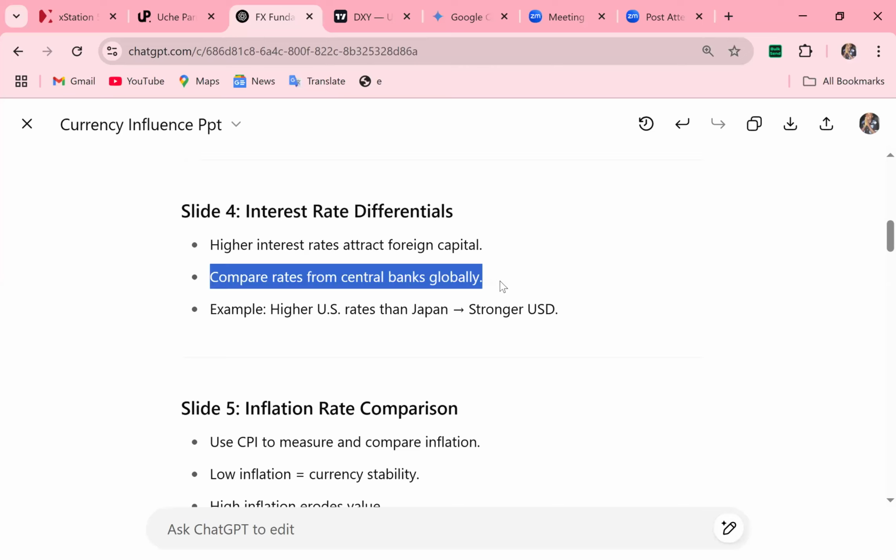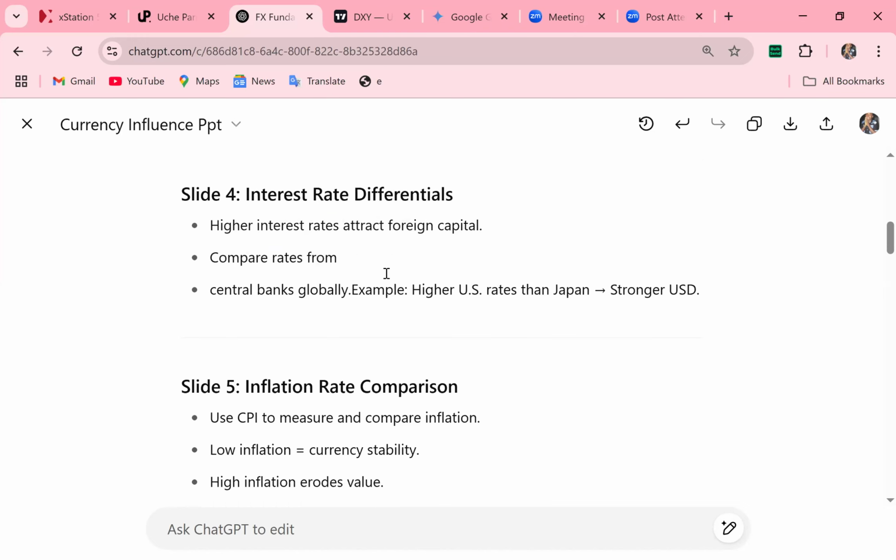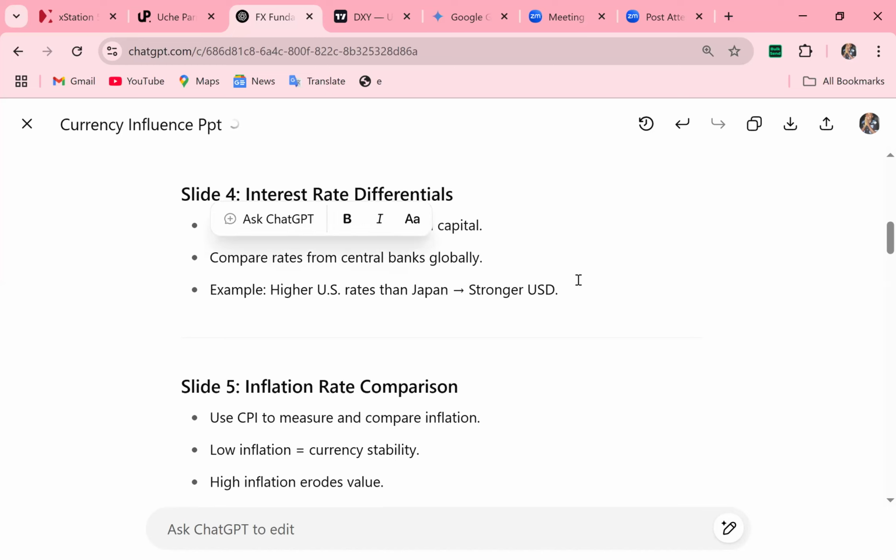What is the European bank interest rate? And what is the United States interest rate as well? Now, look at the example. A higher US rate than the Japanese rate, for example, gives us a strong dollar.